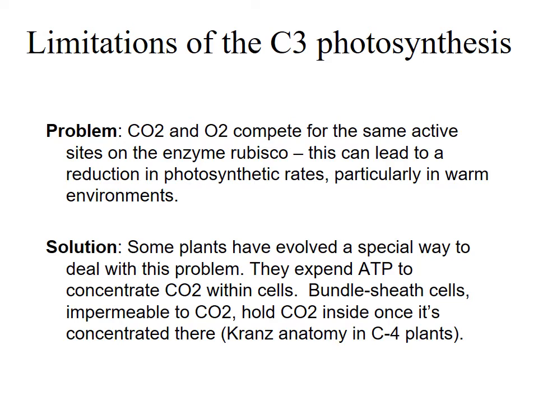But there are some plants that have evolved a way around this problem, and there are two different, more recently evolved types of photosynthesis that can, to some extent, get around this problem. And these are C4 photosynthesis and CAM, which is Crassulacean acid metabolism. And I'll explain in a bit more detail what the difference between those two types of photosynthesis is.